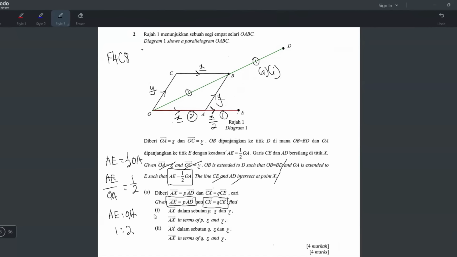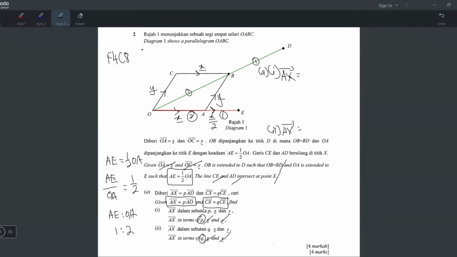And then tiba-tiba find number 1, AX in terms of P, X, Y. Number 2, AX in terms of Q, X, Y. Maksudnya soalan number 1 nak cari AX, soalan number 2 pun kena cari AX also. But the number 2 question is in terms of Q, X, Y. This one is in terms of P. Okay, XY tu tak payah tengok sebab XY tu memang automatic ada dekat diagram dah. Yang tu memang akan ada. Tapi PQ tu tak ada dekat diagram.